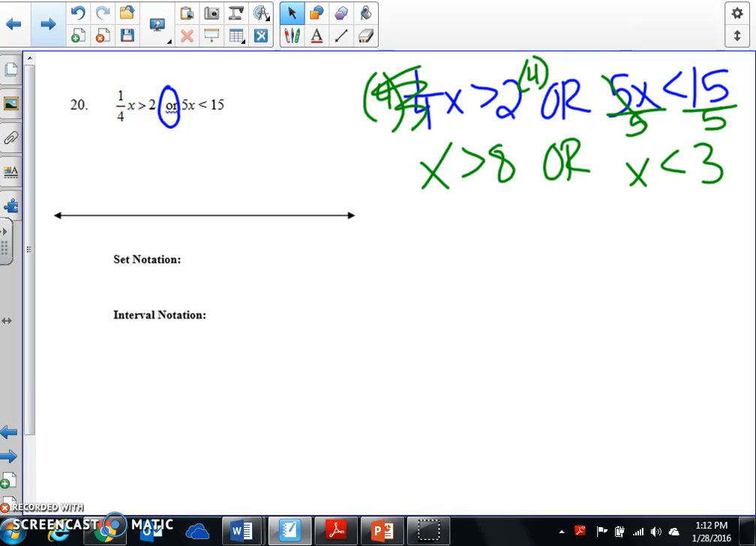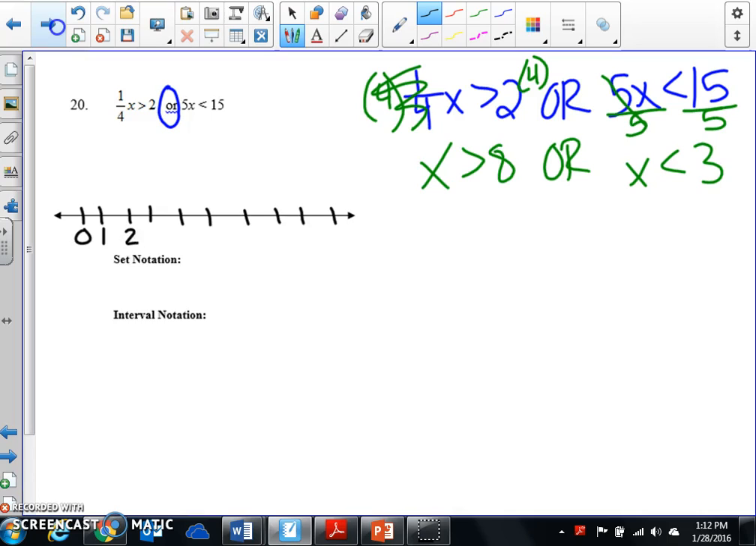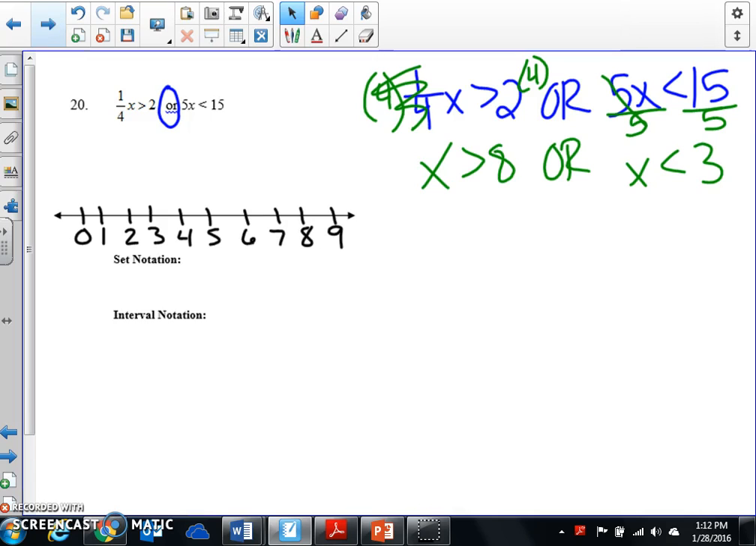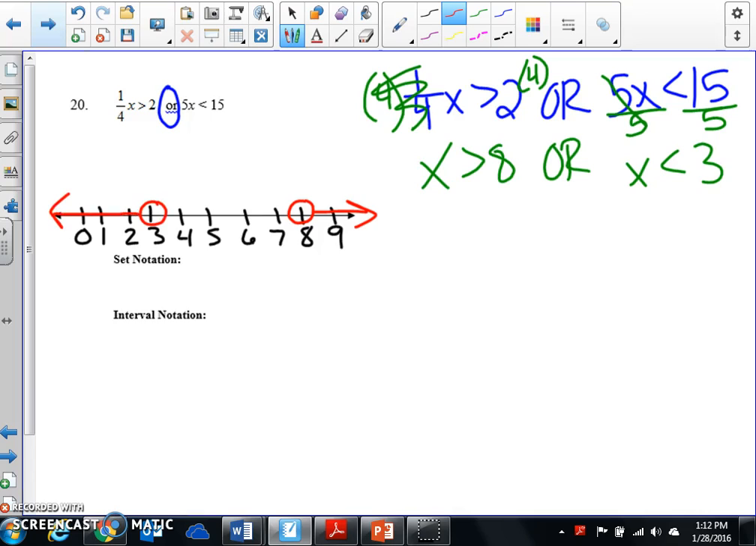Let's go ahead and graph it. All right, I go to 8. It's an open circle to the right. And then I go to 3. It's an open circle to the left. This is an or, which means any of those solutions are possible, so I'm good to go.